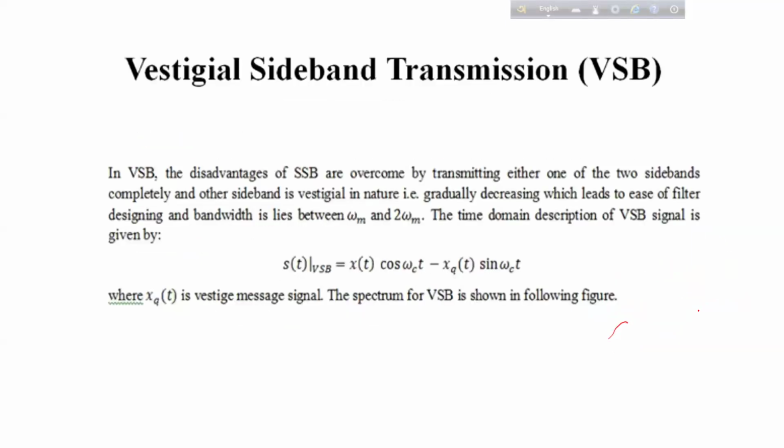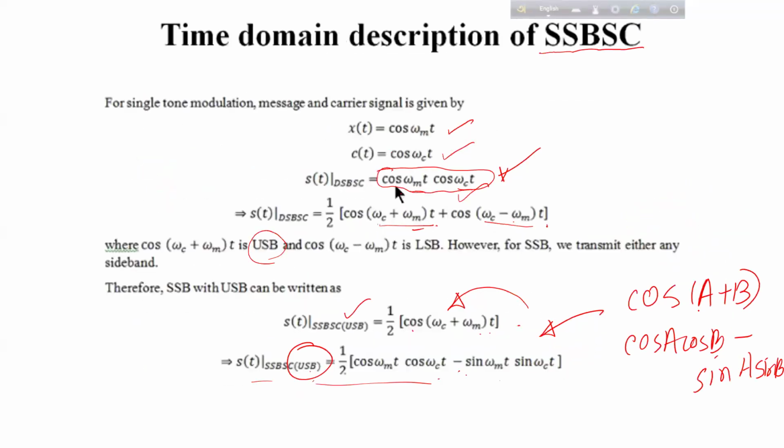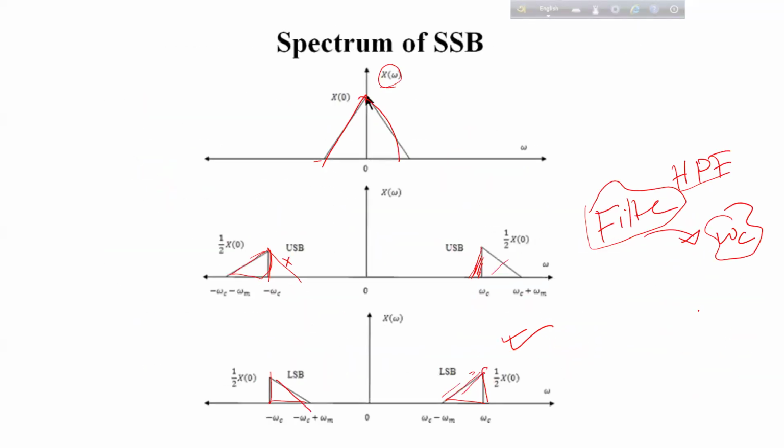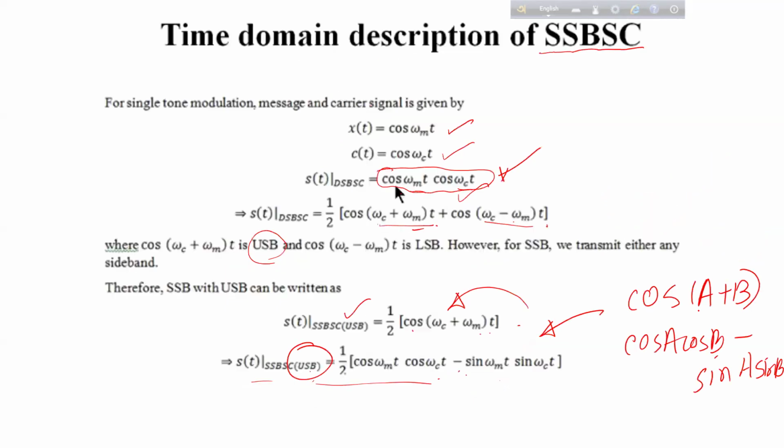Now vestigial sideband. What is vestigial sideband? I have explained that in case of single sideband, the filter needs to be of very high quality. How to resolve this issue? For designing a very high quality high pass filter, we need extra cost. But to resolve this issue, there is another way, which is vestigial sideband.